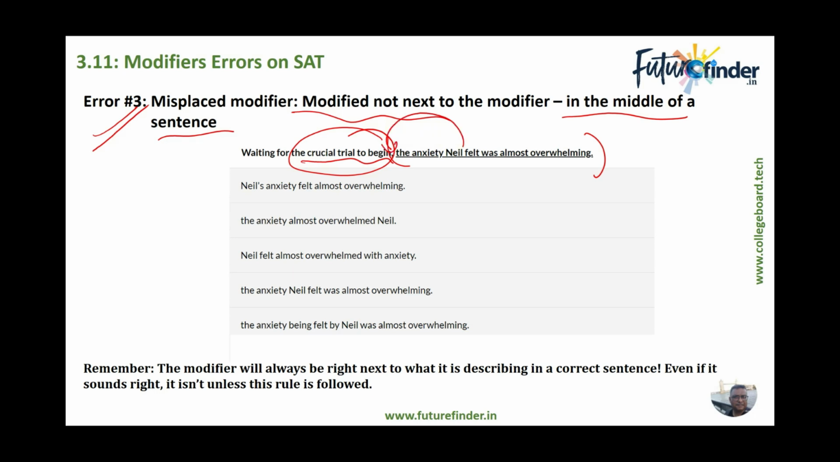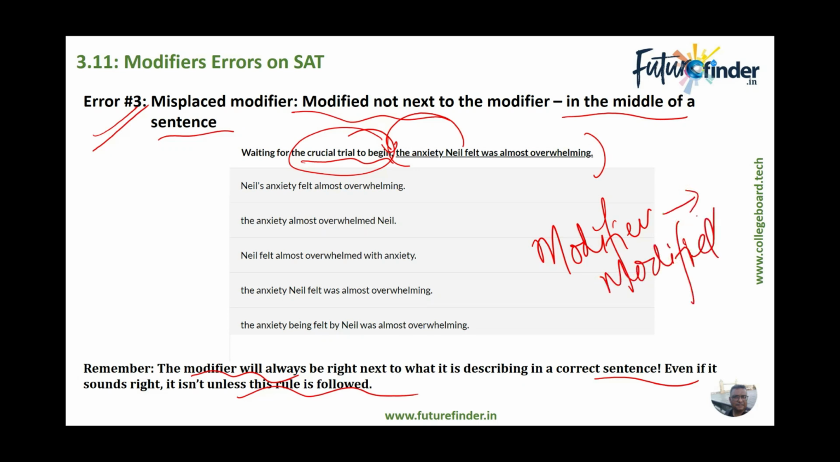So the thumb rule is very simple, that the modifier will always be next to what is being modified. So the modifier will be as close to the modified as possible. In this one, hence, Neil has to somehow or the other come here. So let's see, Neil's anxiety could be an answer. The anxiety, no. Neil again could be an answer. The anxiety, no. So the most probable answers could either be A or it could be C.